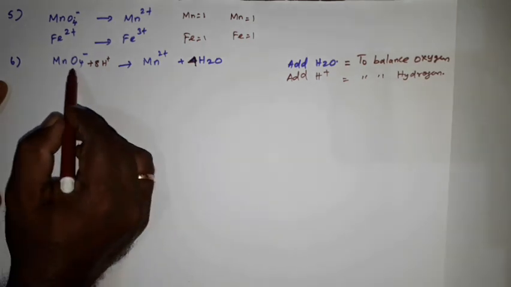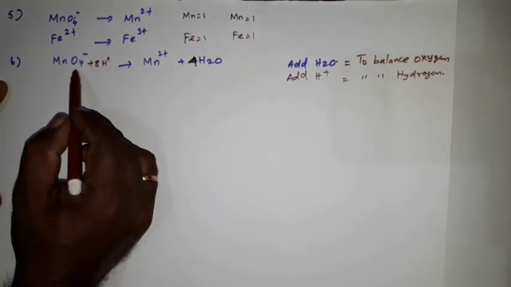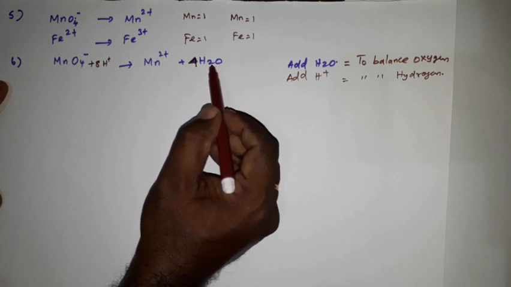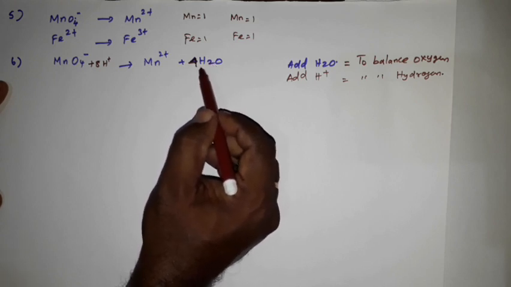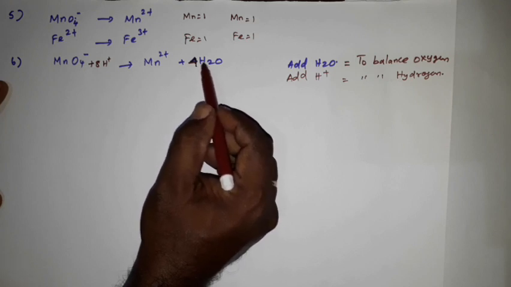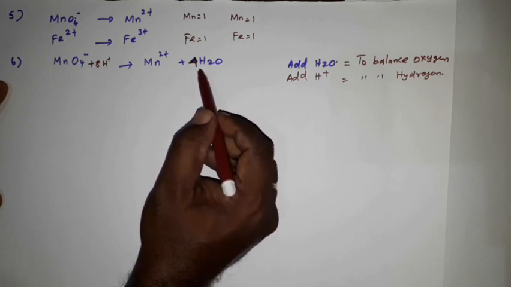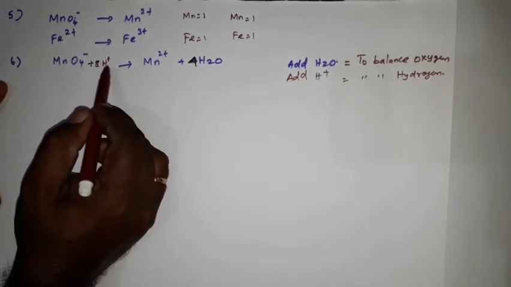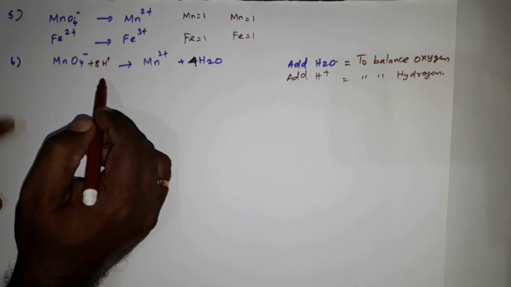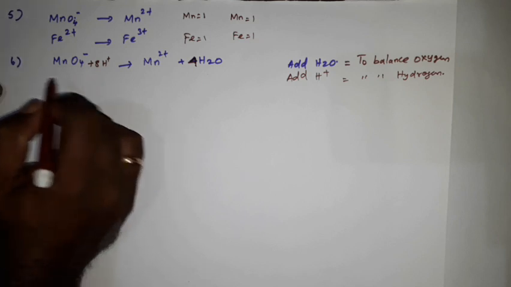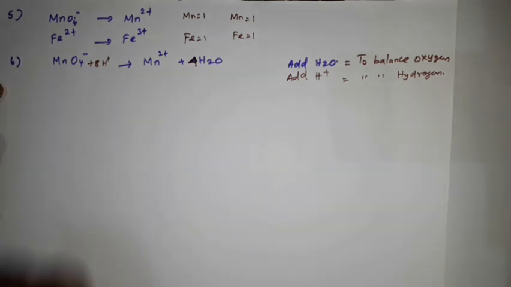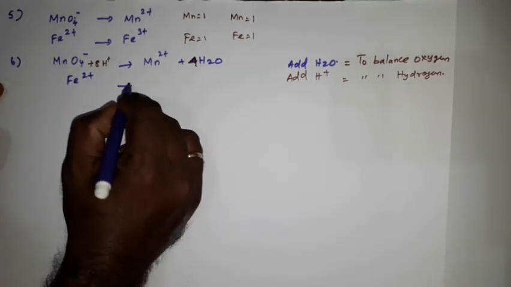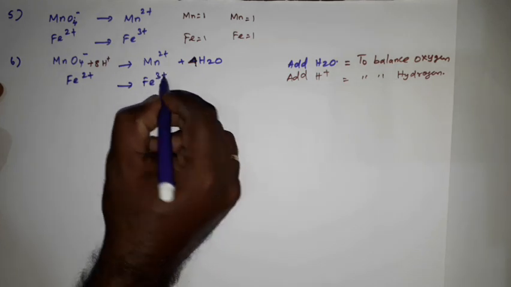Okay. Now you see here 4 oxygen atoms are here, so I add 4 water molecules. After putting 4 water molecules, the number of hydrogen is increased. Here 8 hydrogen atoms are here. To balance this hydrogen, I am adding H plus, so 8 H plus, I put it here. Okay. Next, Fe2 plus. Here there is no oxygen, no hydrogen, so write it as it is, Fe3 plus.